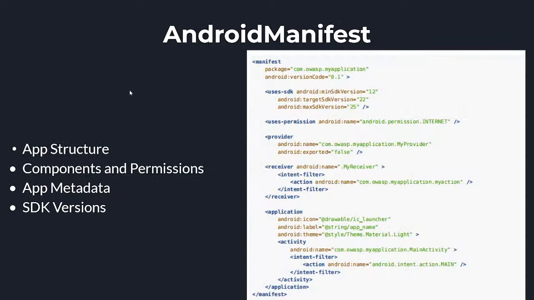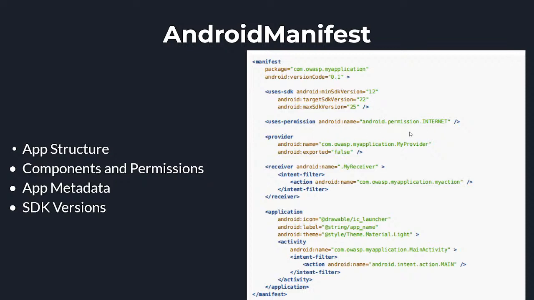Okay, this is a sample Android manifest file. As I said earlier, it will contain the package name. So in this case, this is the package name of the application and this is the version. These are the SDK versions that are supported by this APK. So the device needs to be on the minimum SDK version of 12. Then it will be able to run the application.